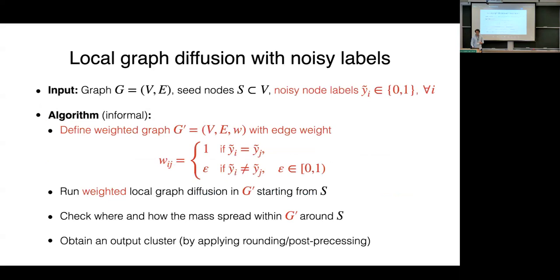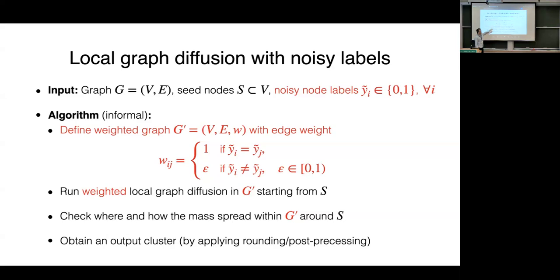Okay, so now we revisit the whole framework that I was just describing using flow diffusion, and then we can see how incorporating these noisy labels can be helpful. So here we have our input graph again, our seed nodes, and now we also have those noisy labels that we call y_i here. And informally, what we do here is the following. We apply a reweighting scheme to each of the edges.